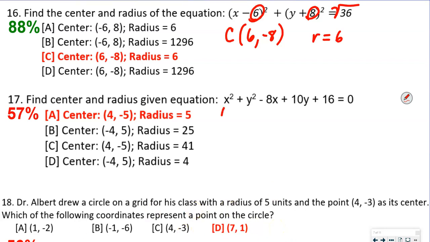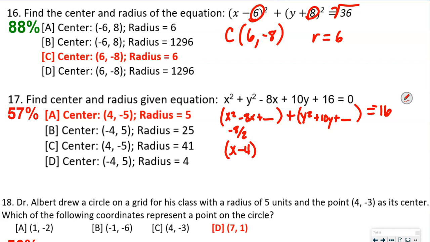So on this one, we're going to put all x's in one parenthesis, all our y's in another, and we're going to move our constant to the other side, right? So this is going to be x squared minus 8x plus blank, y squared plus 10y plus blank, okay? So we're going to take this -8 and divide it by 2. That's going to drop down here in our parentheses. And that was -4, by the way. We're going to square that, which will give us 16. So we're putting 16 on both sides here, okay?